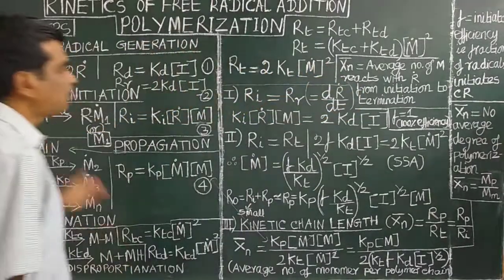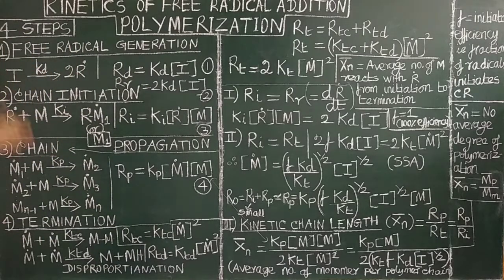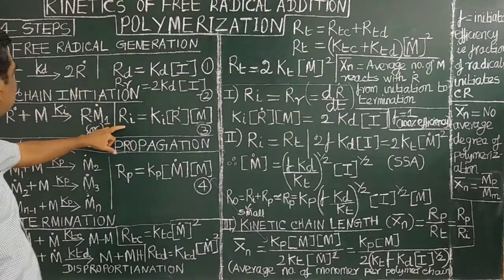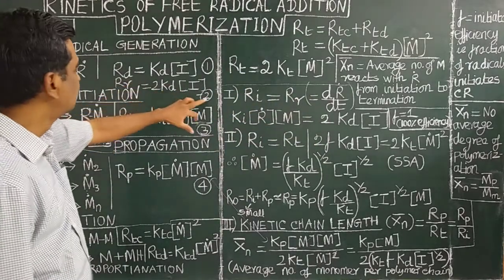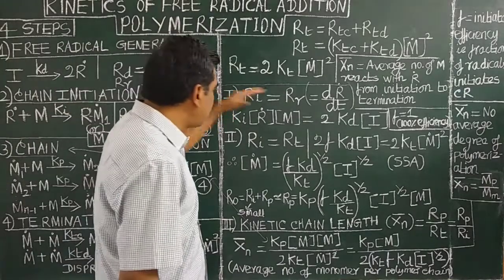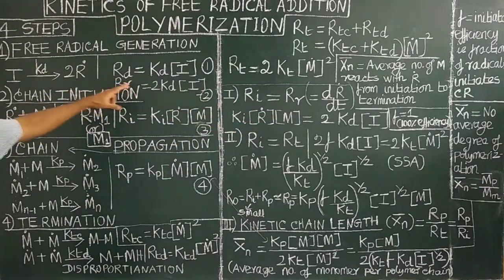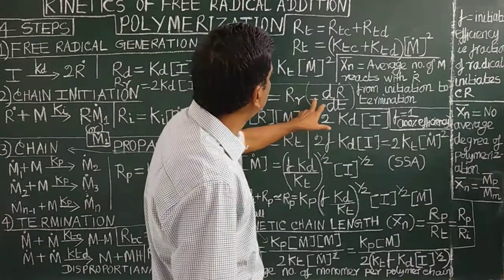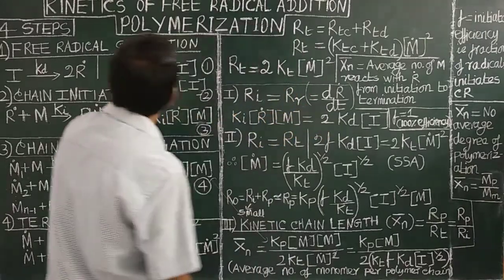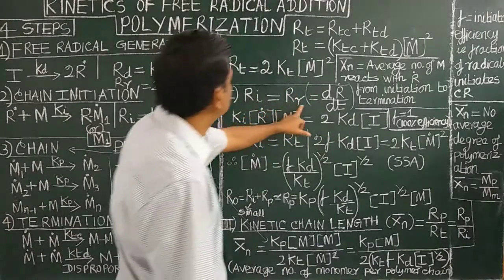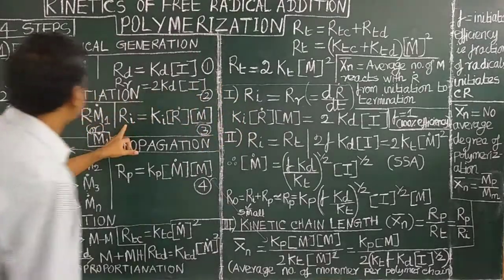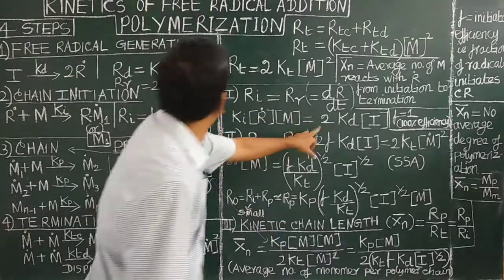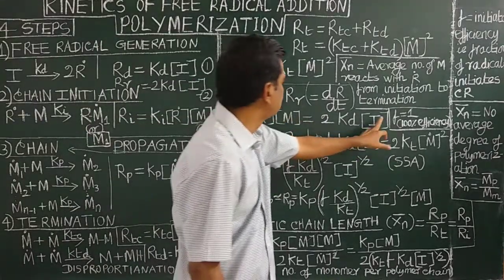Now, from the reaction mechanism, the rate of initiation is equal to the rate of radical formation, because the free radical addition reaction is initiated by the free radicals formed. Therefore, the rate of initiation is equal to the rate of free radicals generated or formed. Therefore, Ri equal to Ka R dot concentration of M equal to 2 Kd concentration of I.